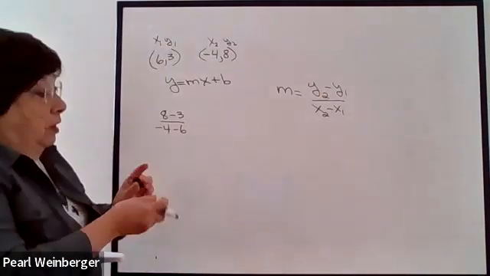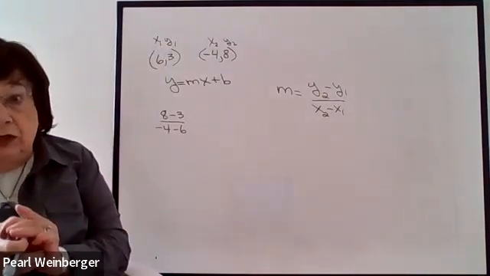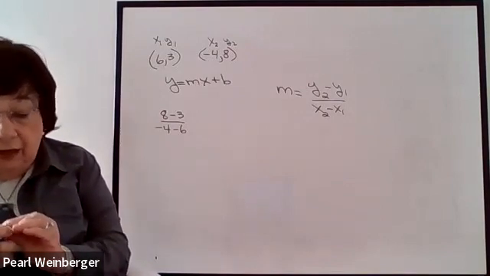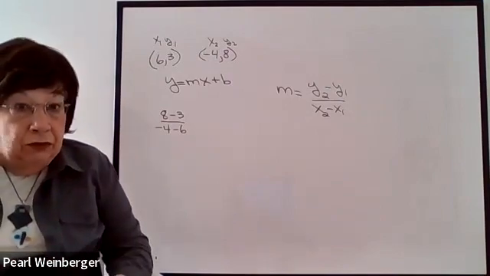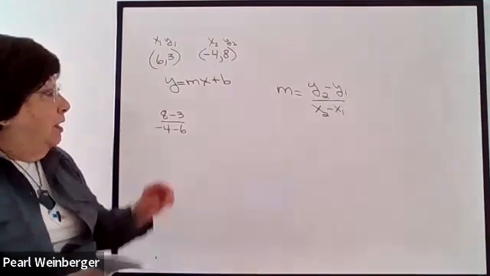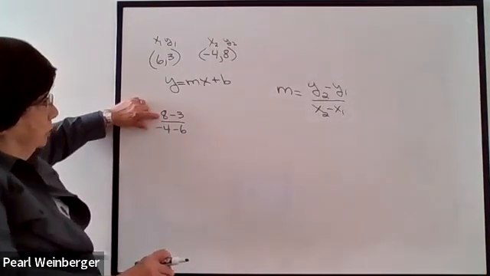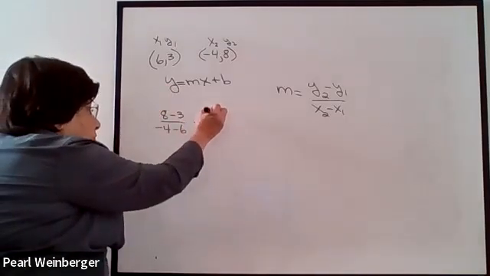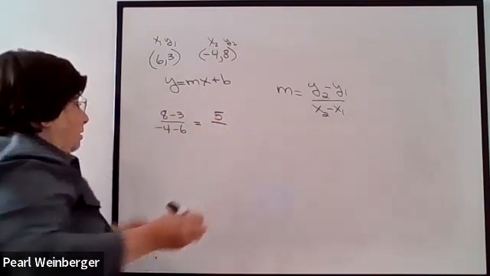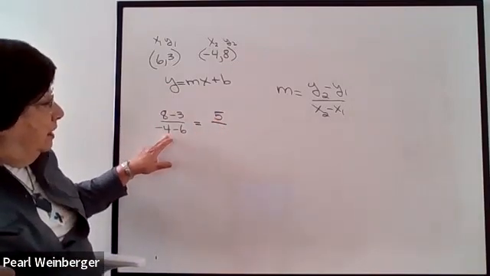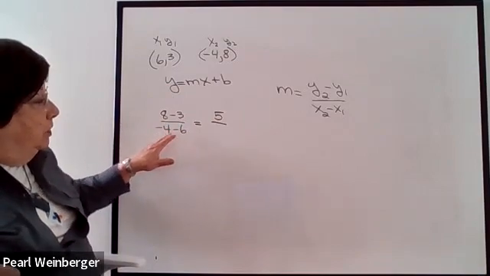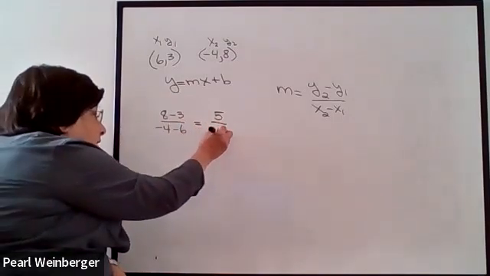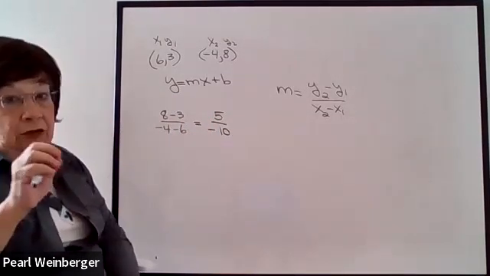Now be very careful. Remember, you're allowed to use a calculator, not a graphing calculator, but a regular scientific calculator. You should have one in class with you all the time. Then you can stick into your calculator 8 minus 3, which gives you 5. And here's where a lot of people will make a mistake. -4 minus 6. Remember, these are both negatives, so when you answer, you get -10.